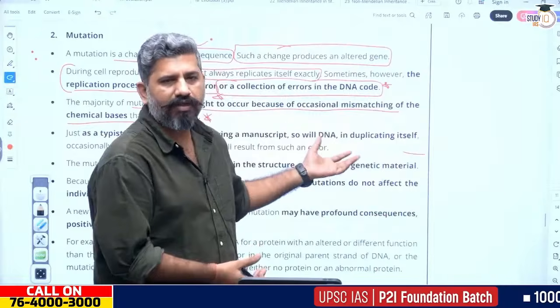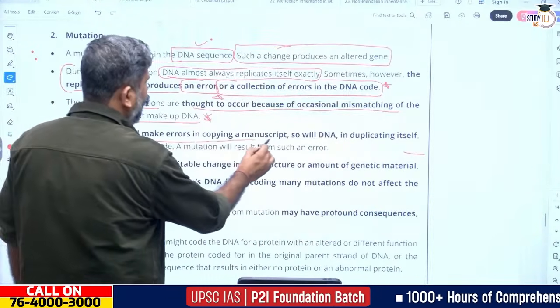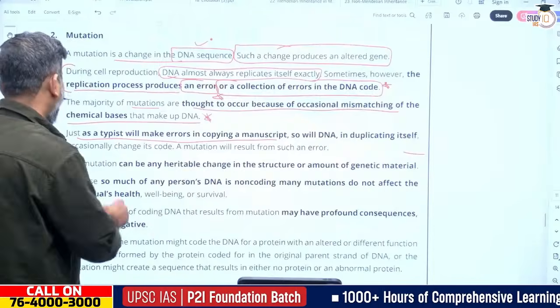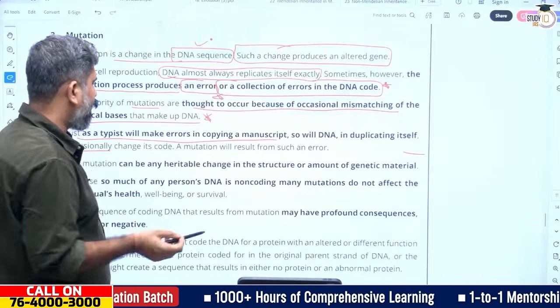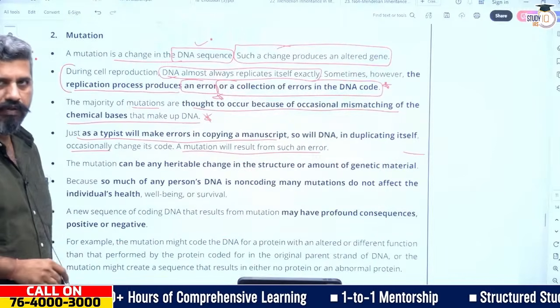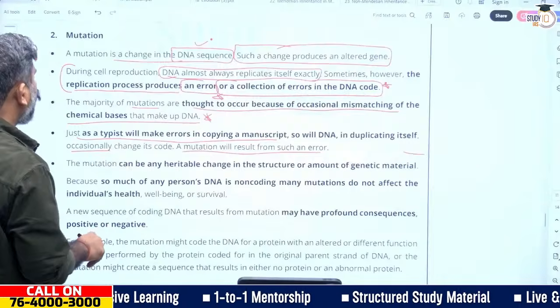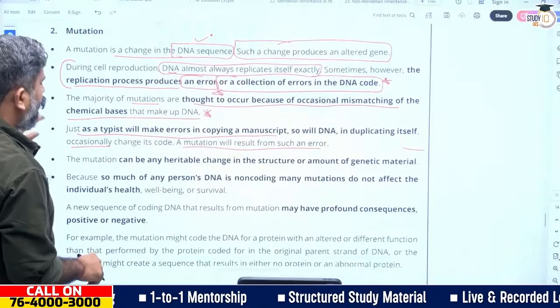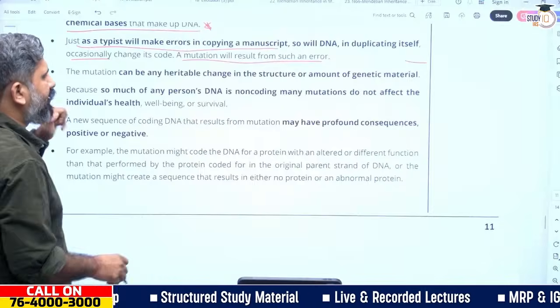So exactly the same thing is happening here, right? Just as a typist will make errors in copying the manuscript, so will DNA in duplicating itself occasionally. Not every time it does it. Sometimes it does it, right? A mutation will result from such an error. Mutation is said to occur from such an error. The mutation can be any inheritable change in the structure or amount of genetic material.